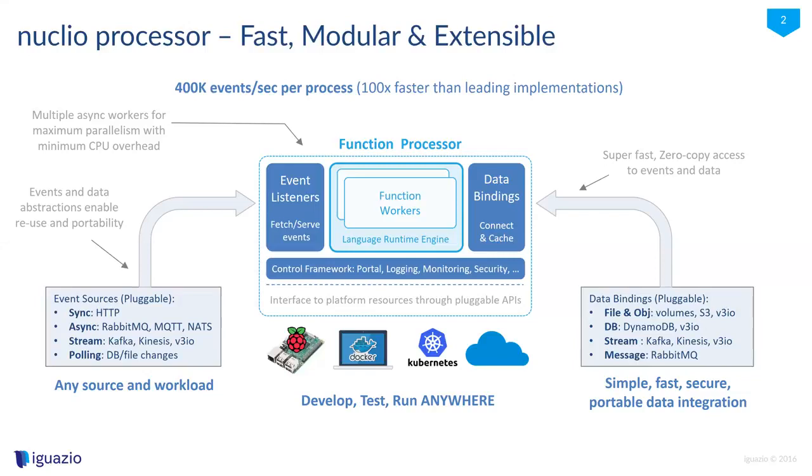I have a question here. Sorry to interrupt. When your event comes, the event listeners get the event. Are you going to have the function workers running there all the time, or at that time are you going to instantiate a compute resource to host that function worker?